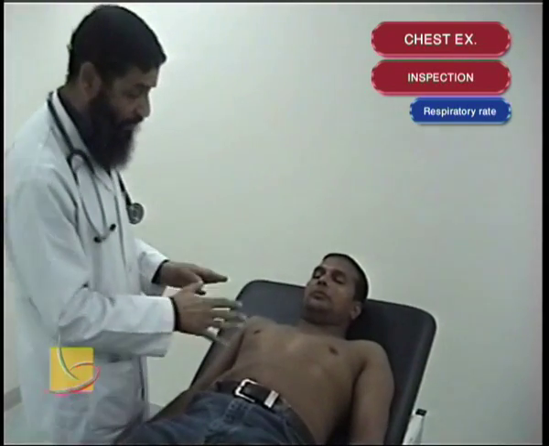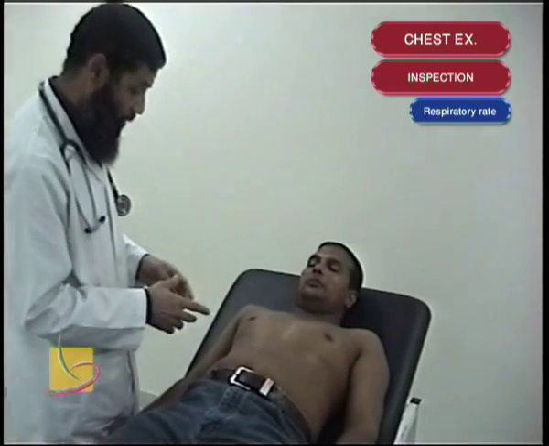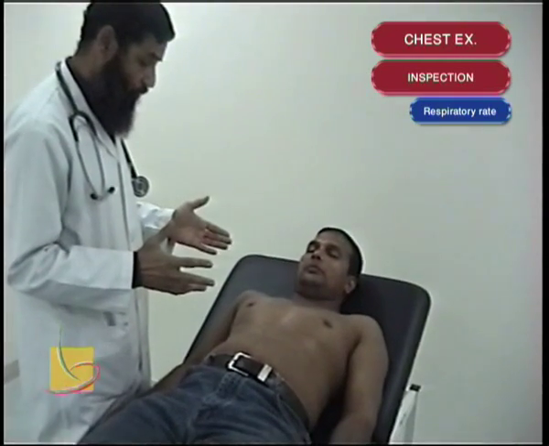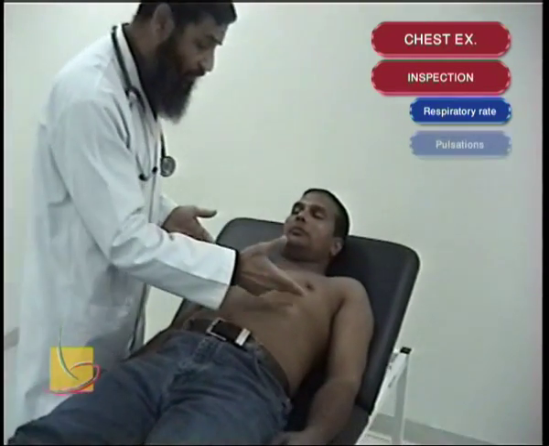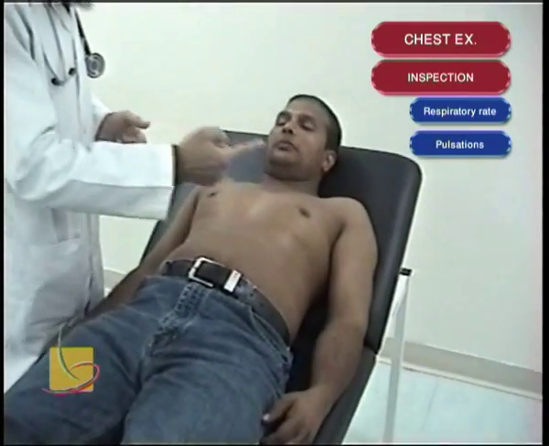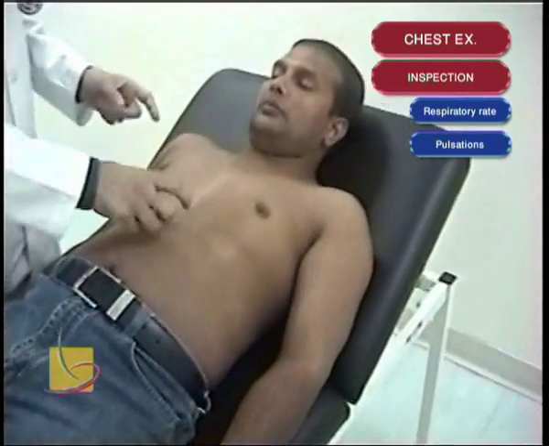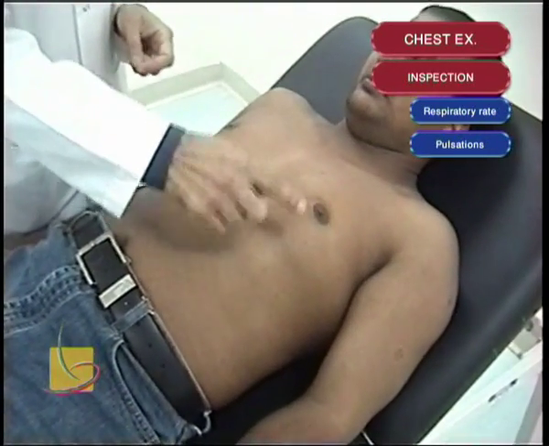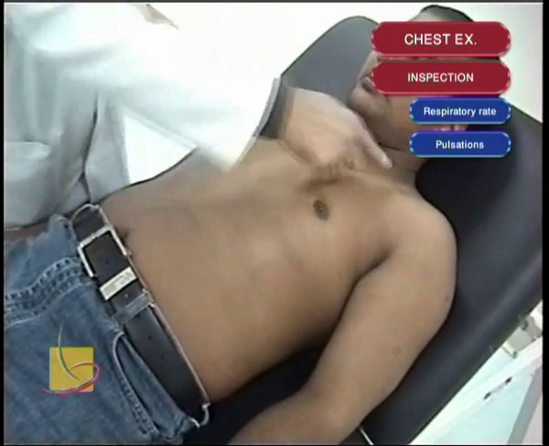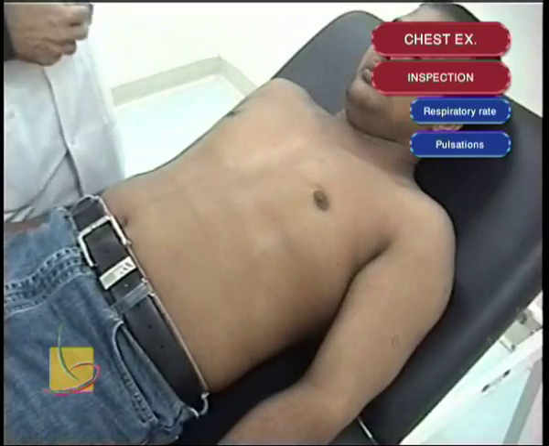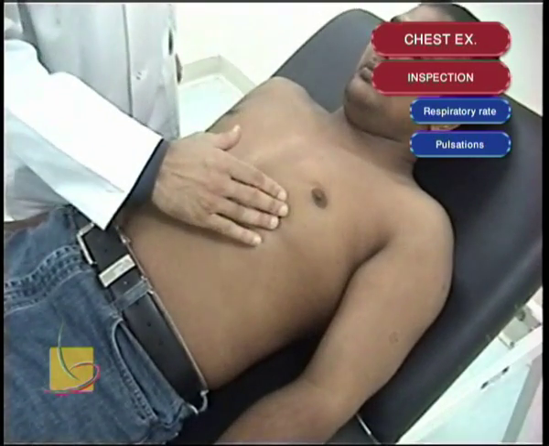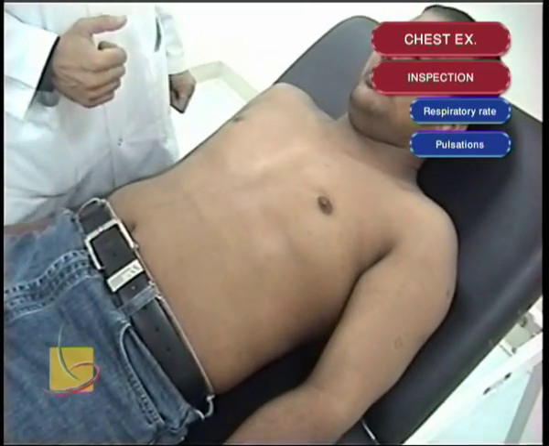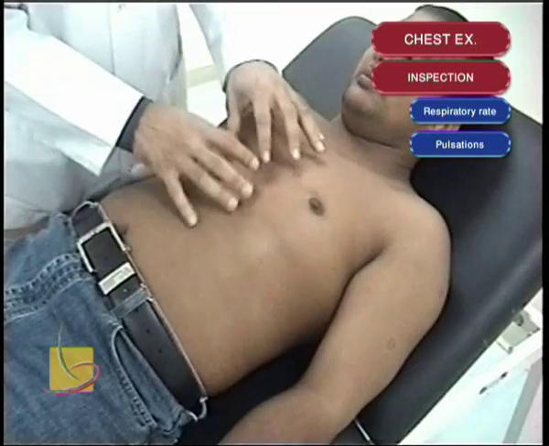And then, after counting such a rate, you look for any other abnormal sign. I'm reminding you that we are doing inspection now. So, what are you looking for? Look first at the apex, because the position of the apex indicates the position of the mediastinum. The position of the apex should be in the normal place, that is the fifth intercostal space mid-clavicular line, like in this patient. If it is deviated to the left or to the right, then you comment on it, because it may be a part of mediastinal shift either to the left or to the right.